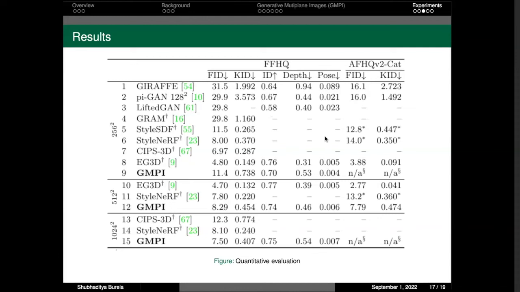So overall, GMPI demonstrates that it is a flexible architecture which achieves 3D awareness with quite significant savings in the part of training.